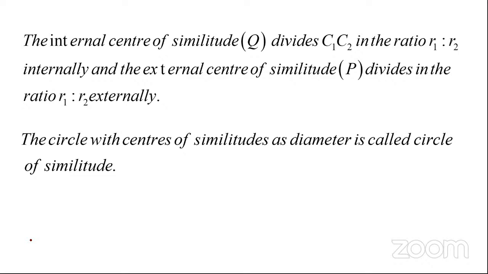So the circle with the centers of similitude as a diameter is called the circle of similitude. The circle with the centers of similitudes as a diameter is called the circle of similitude.